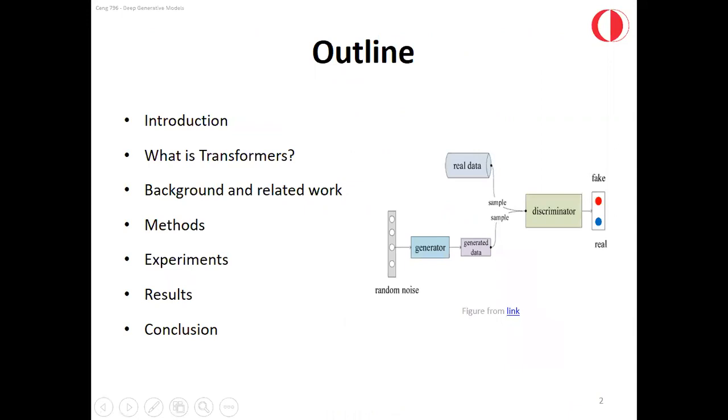Today we will briefly talk, not in great detail but in a simple way, about GANs. And then we will talk about the universal model, transformers. And then we will talk about the impact of transformers in computer vision, which is related to this paper. Also, we will talk about the methods and experiments and so on.